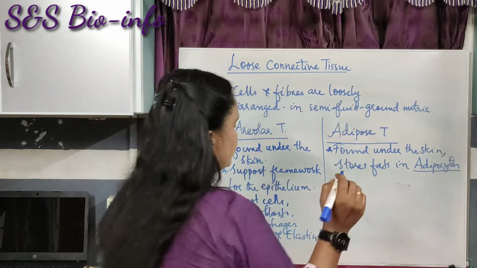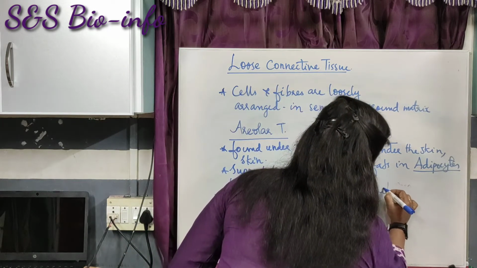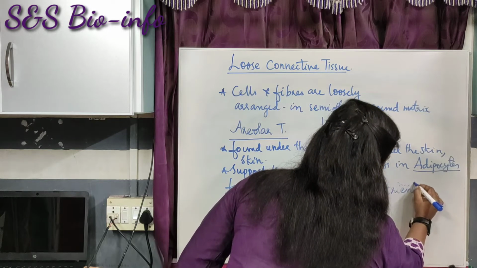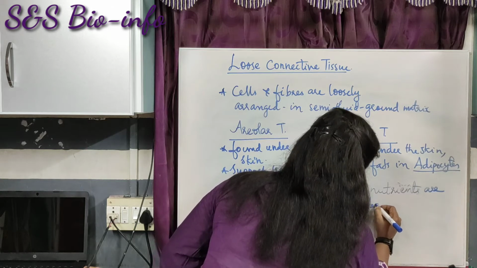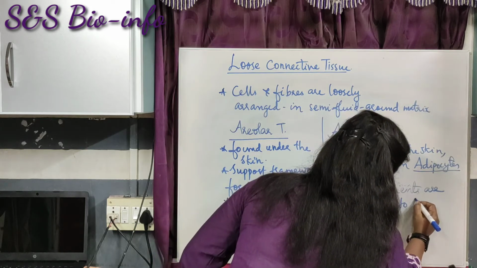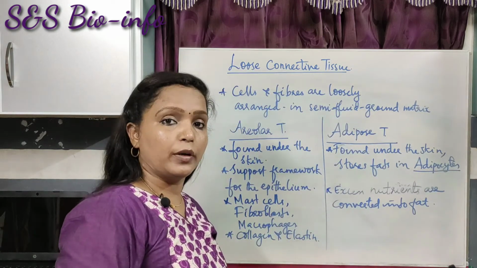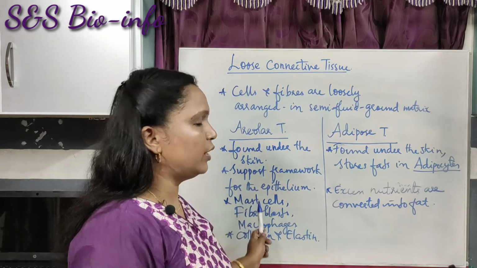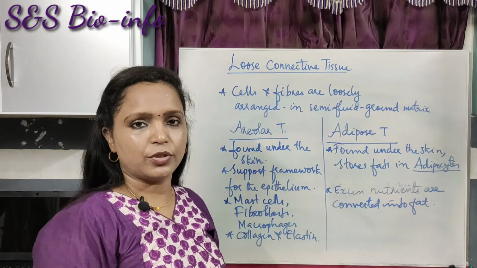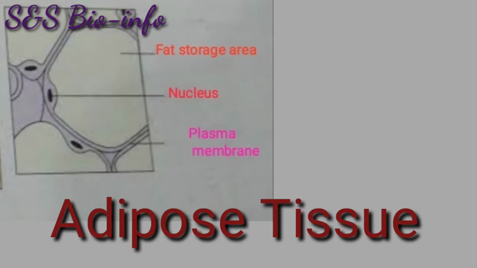In the adipose tissue, the excess nutrients are converted into fat because they are not used immediately after the formation. They are stored for the future purpose. So these are the differences between areolar tissue and adipose tissue. Now you can observe the diagrammatic structure of the areolar tissue and adipose tissue and their components.